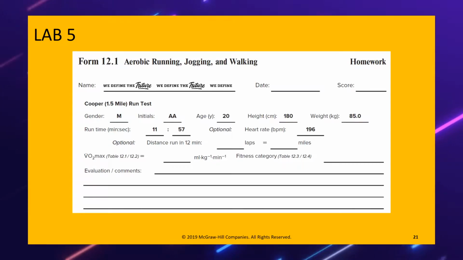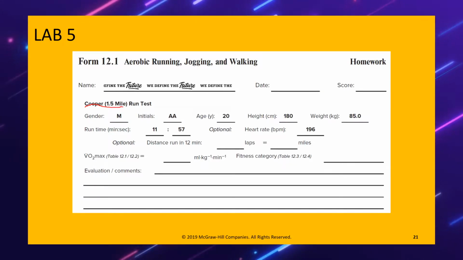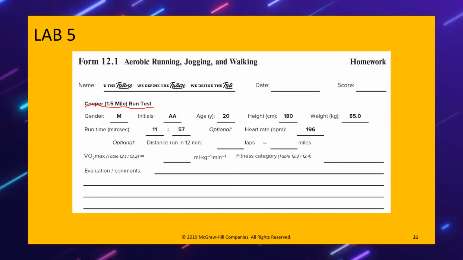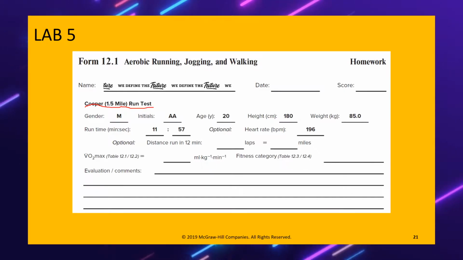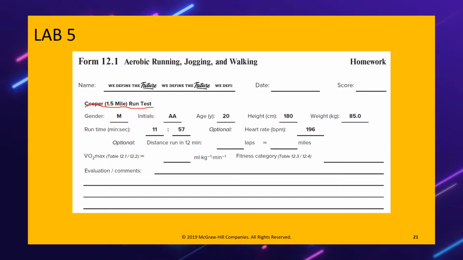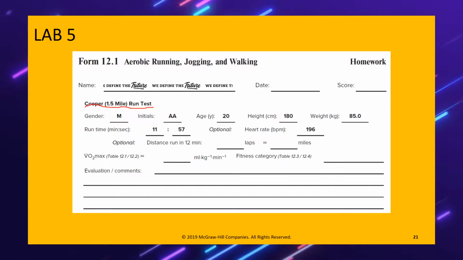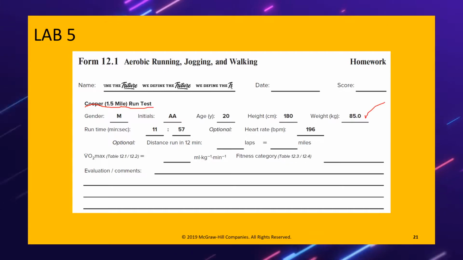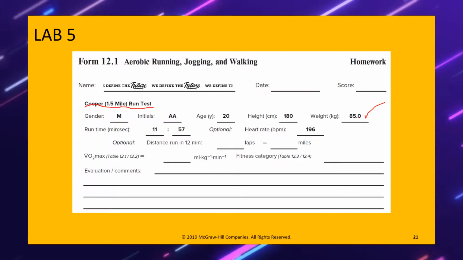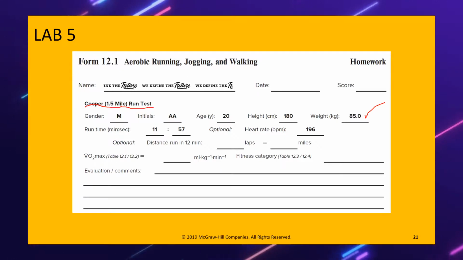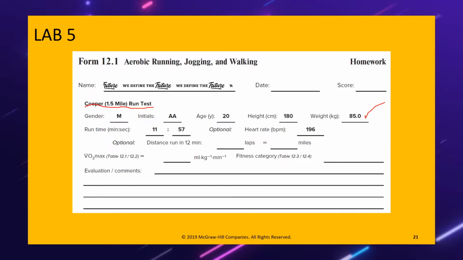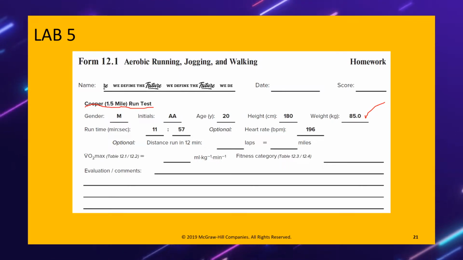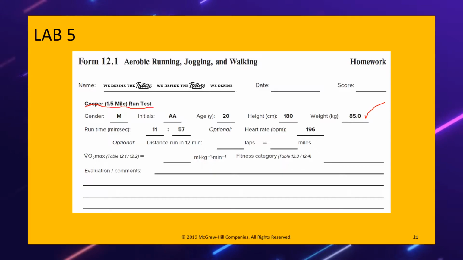This first one's dealing with the Cooper 1.5 mile run. So the basic information we have: a male, we have their initials, their age, their height, and their weight in kilograms. For their running time, they ran their 1.5 mile in 11 minutes 57 seconds. Now, this is optional.